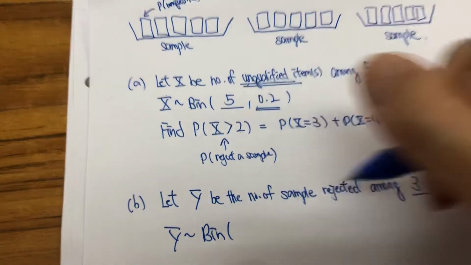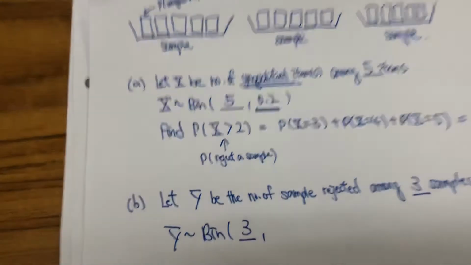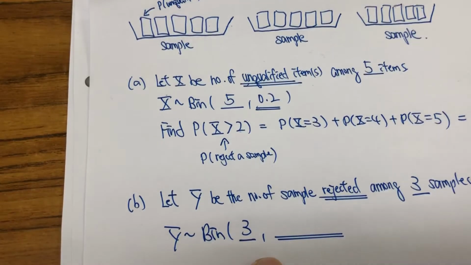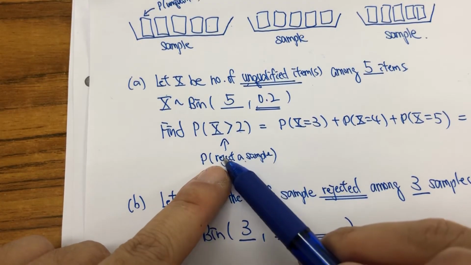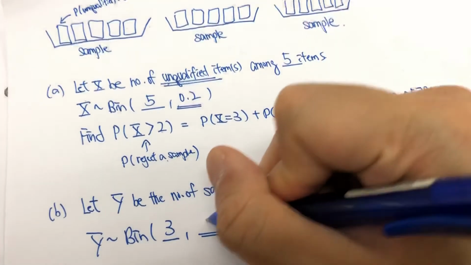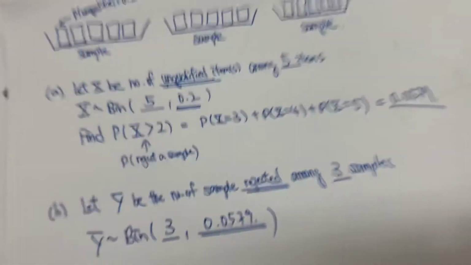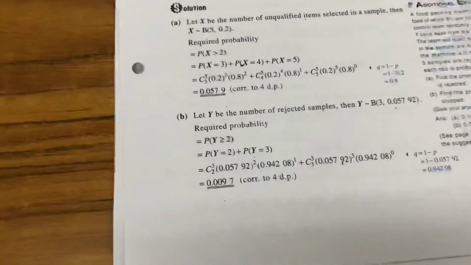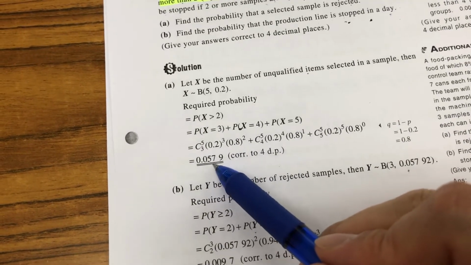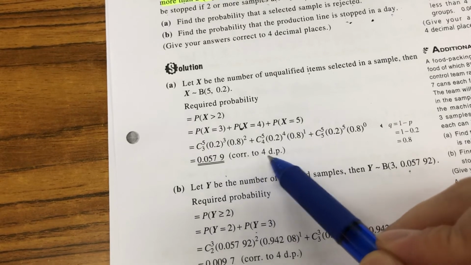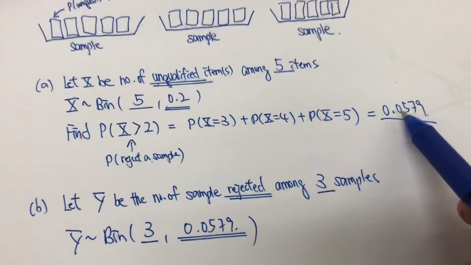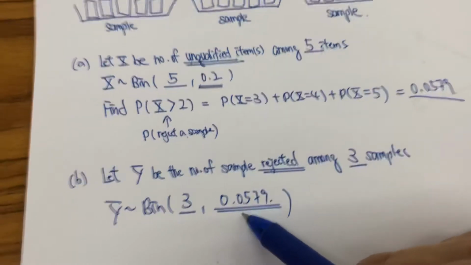We are going to look at 3 samples, so check 3 times. For each time rejected, what is this probability? For a sample, the probability of rejecting a sample is already found in part A. You may use this one, 0.0579. Oh, too bad I cannot use the more accurate one because from the book, it didn't show the previous step, so this is not very accurate, just corrected to 4 dp. All right, so therefore, I have no choice. I have to use this one, but this is not a very good choice.